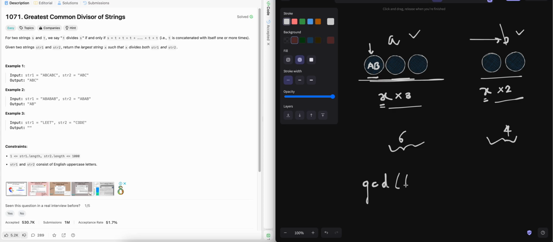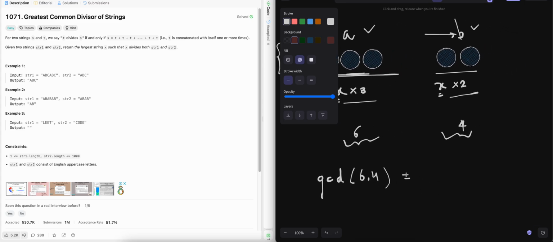So if you find the GCD of 6 and 4, that would be our answer. So let's try to write all the divisors of 6. That's 2 and 3. And if we write the same for 4, it's 2, 2. Now, if you look at it, what's common across both of them? That's 2. So the GCD for both 6 and 4 comes to be 2.